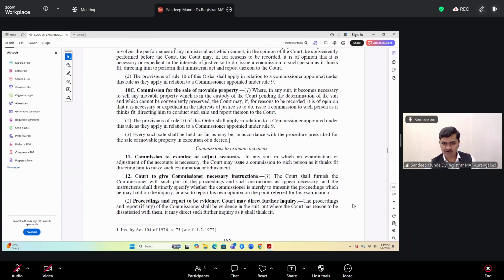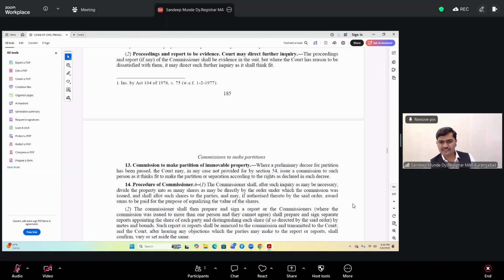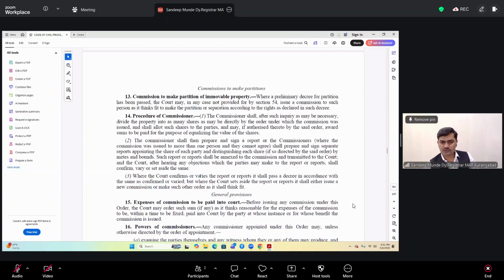Commissions to examine accounts: if there is a dispute with regard to the adjustment of accounts, the court may issue commissions. Commission to make partition in view of Section 54: if there is a suit for partition and a decree has been passed, it is a mode of execution that can be executed by the collector. So commissions in regard to the partition of immovable property can be given in view of Section 54, and he has to follow the provision.